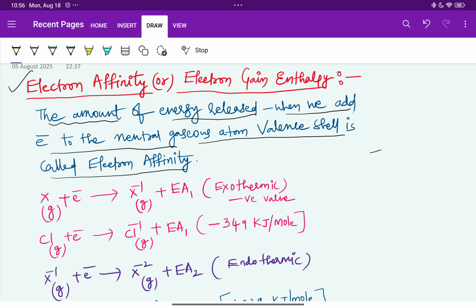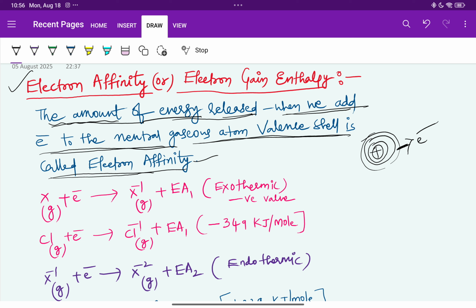It means that you have an atom. So this is the atom. When you add an electron to the valency shell of the neutral gaseous atom, some amount of energy is released outside. That energy is called electron affinity. Another name is also there: electron gain enthalpy. Electron affinity as well as electron gain enthalpy, both are the same.